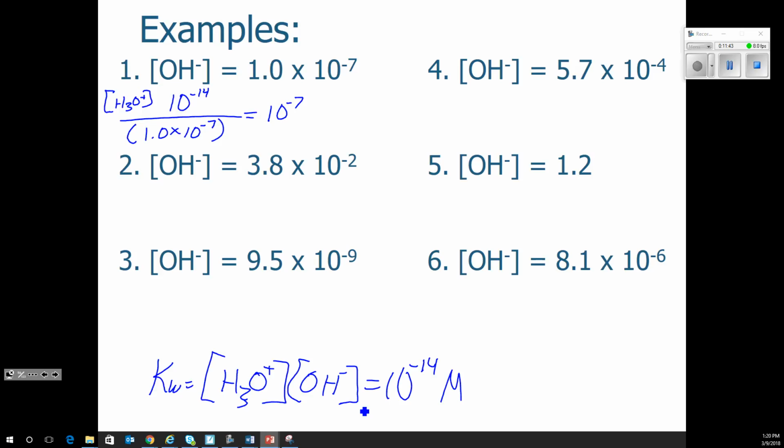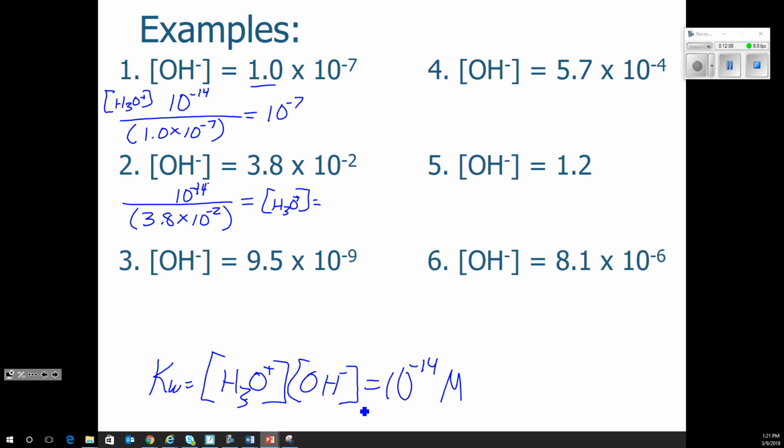Now, the next one is not as easy because we've got a number in front. That works real well when that number in front is 1, but when it's not, we actually have to put it into our calculator. So here's 10 to the minus 14 divided by 3.8 times 10 to the minus 2. Let's see what the hydronium concentration would be for this one.